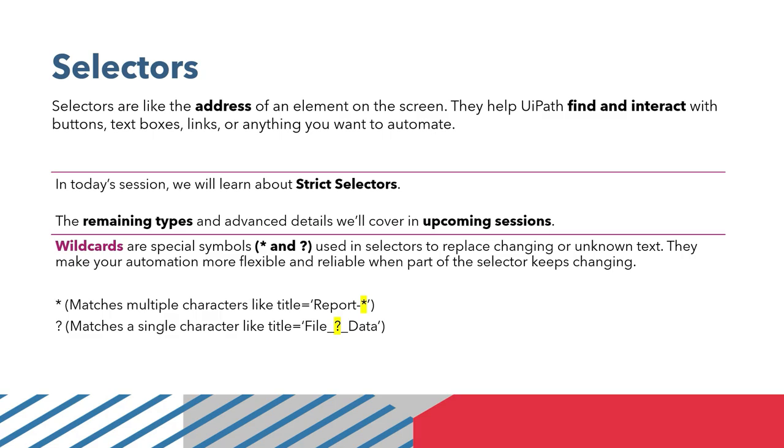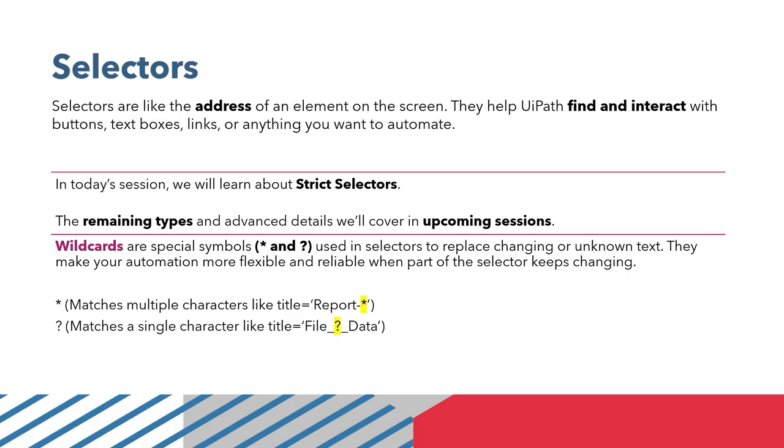And finally, our last theoretical topic for today. I know it might feel a bit boring, but trust me, it's really important. Wildcards are special symbols, like the asterisk and question mark, used in selectors to replace changing or unknown text. They make your automation more flexible and reliable when part of the selector keeps changing.